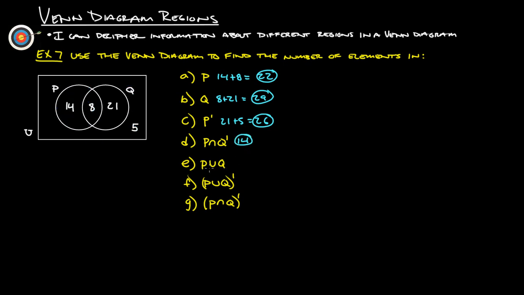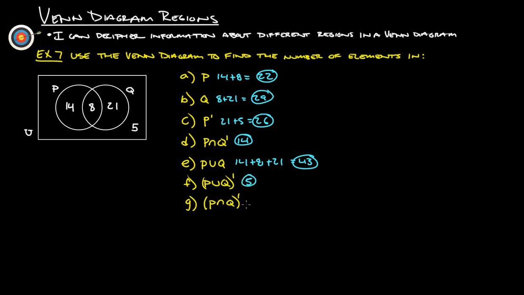Okay, P union Q, everything that's in P and also in Q. So that's the 14, the 8, and the 21. 14 plus 8 plus 21 is going to give us what? That's 22, 32, 42, 43. Right? Okay. P union Q prime. So it's P union Q are these, but P union Q prime is everything that's not in here. So that's going to be just those 5 that are left out.